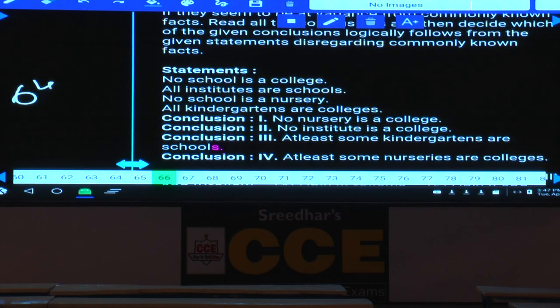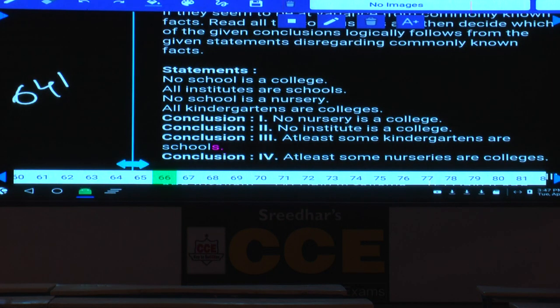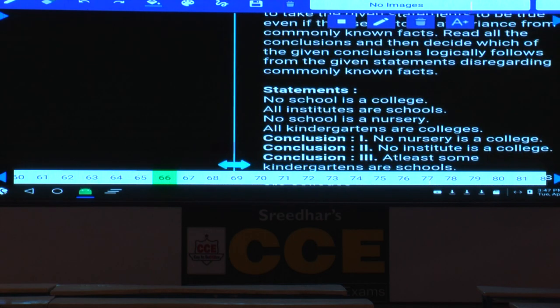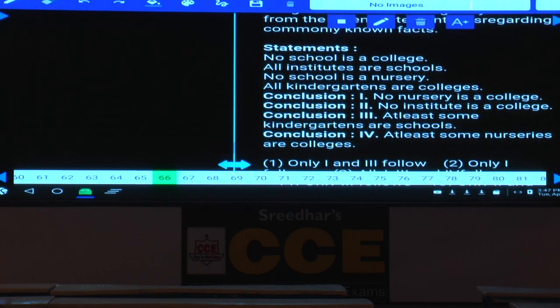Paper number 641, question number 66 to 70. Now in these 66 to 70, these five are based on syllogisms. Now question number 66, and the questions are based on follows, isn't it? Then, no school is a college.